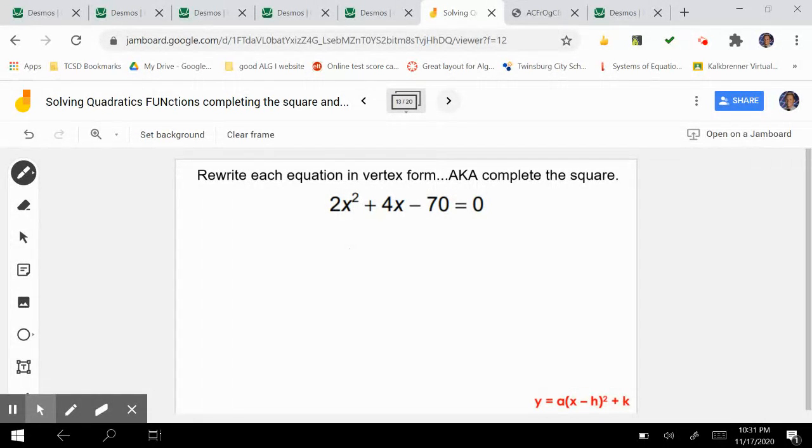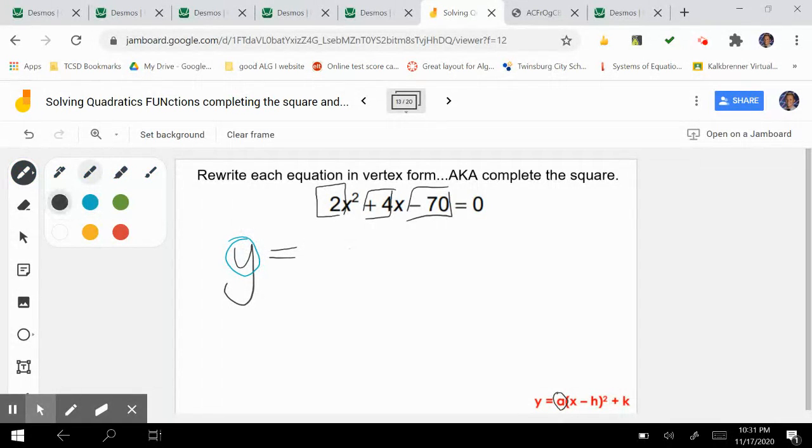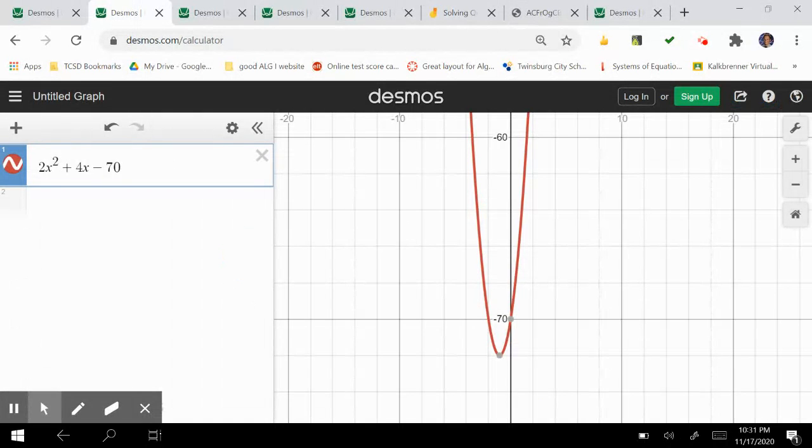Rewrite the equation in vertex form, aka complete the square. So what do we need to do? If I look here, here's my a value, here's my b value, and here's my c value. I don't need b or c, I just need a. So I know that it's going to be y equals, or it could be what? Technically 0, because that's what we're setting y equal to. My a value is 2. And when I go to my Desmos slide over here, I get 2x squared plus 4x minus 70. I get that as my vertex.